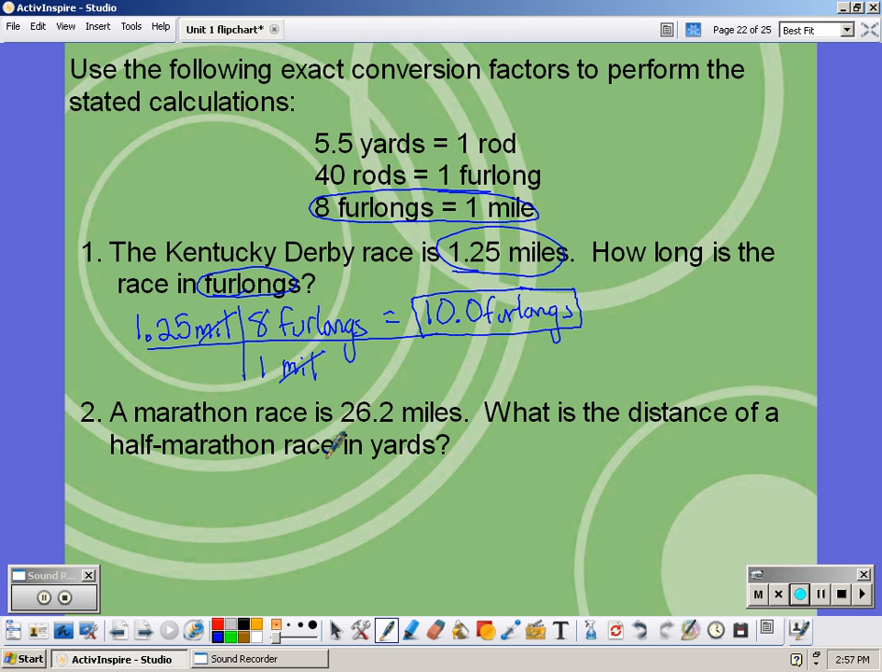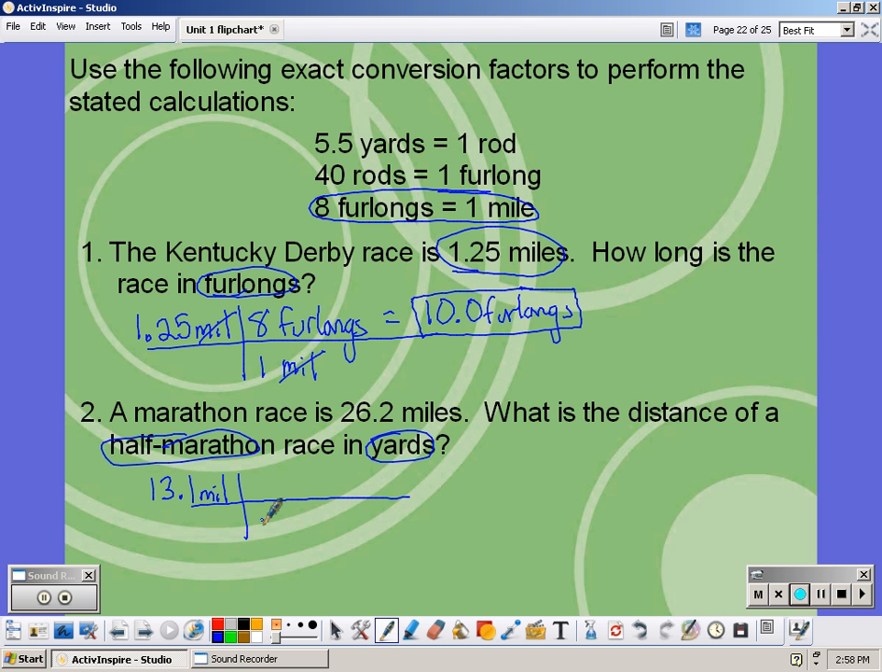Number 2, a marathon race is 26.2 miles. What is the distance of a half marathon in yards? So half marathon means I want to use half of the distance of a marathon. So that would be 13.1 miles. I want to take miles and convert it to yards. Up here in my conversion, I would have to go through furlongs to rods, then to yards. So it's going to take me 3 times to get to the end.